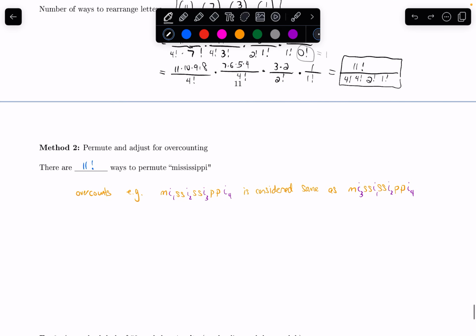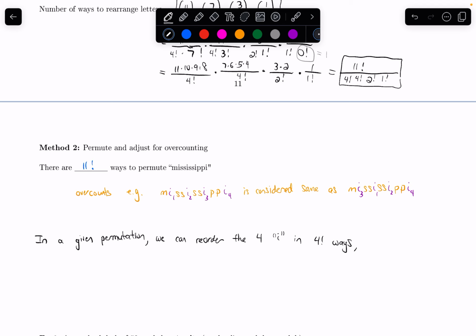Okay, so let's see if we can adjust for this overcounting. In a given permutation, let's think about how many ways there would be to reorder each set of letters, and then I'll adjust for that overcounting. So we can reorder the 4 I's that we were focusing on here. Once I've picked a position like this, how many ways are there to just swap the 4 I's amongst those spots? Well, I could do that in 4 factorial ways.